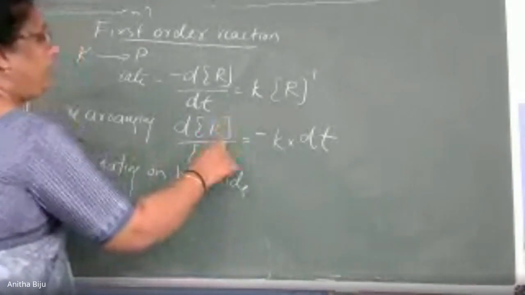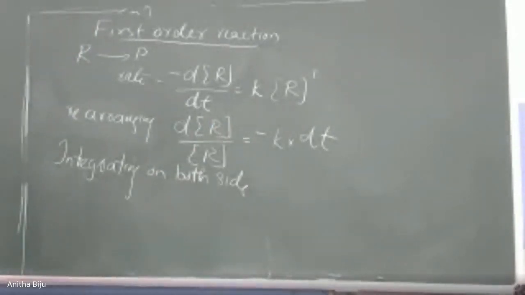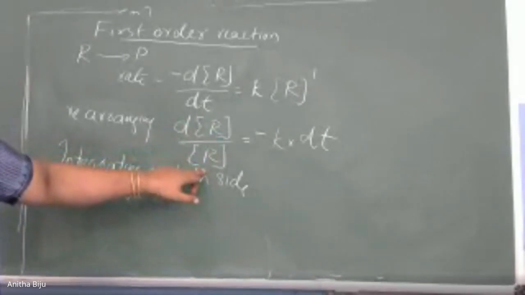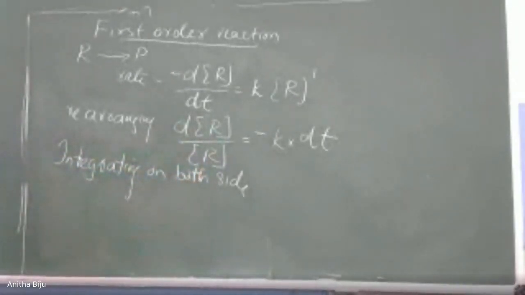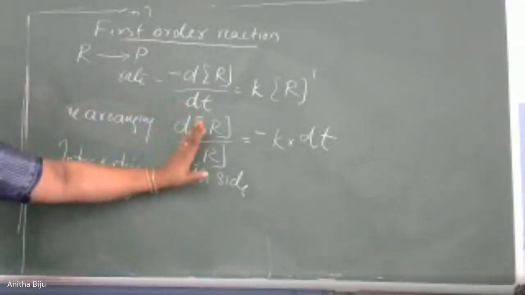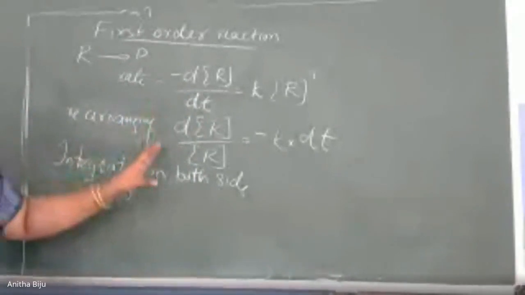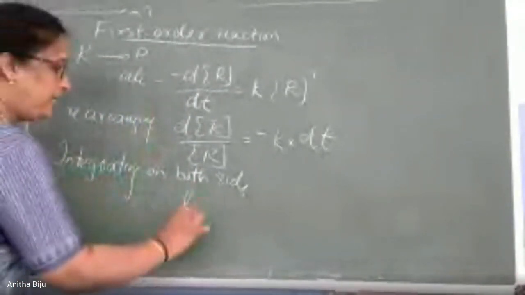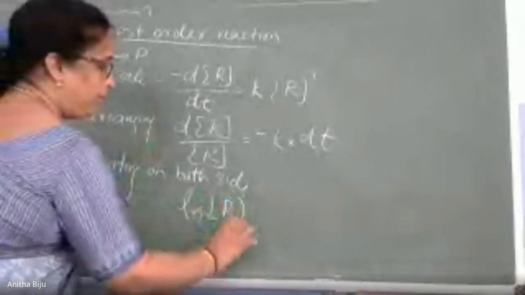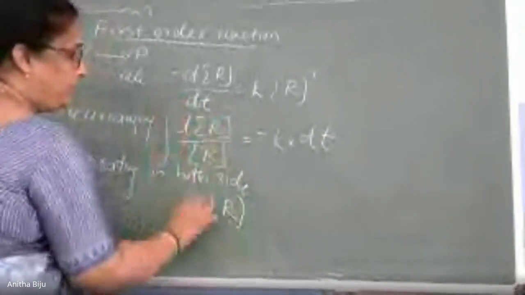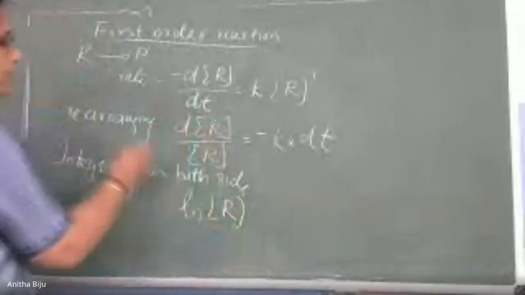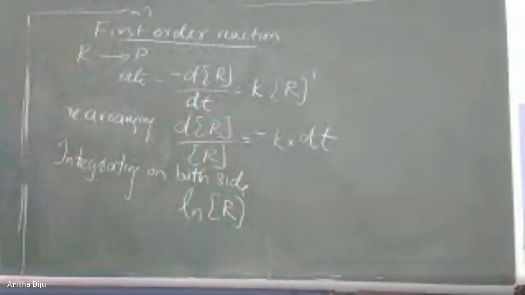And here we have a fraction dr upon r, isn't it? Dr upon r. So when it is in this form, on integration we get ln r. Anybody remember what ln r is? Can anyone say what ln is?